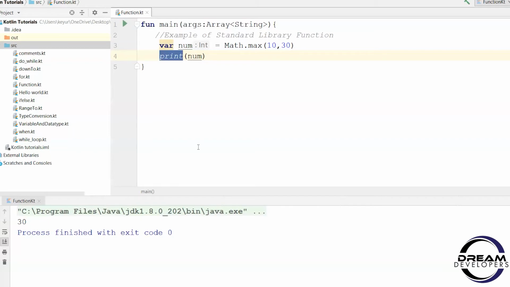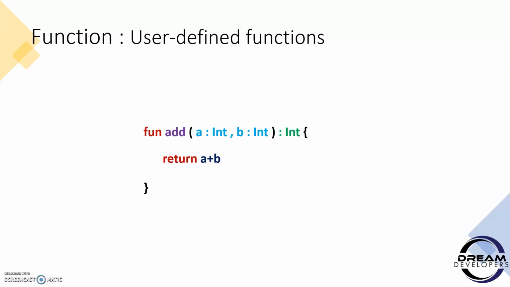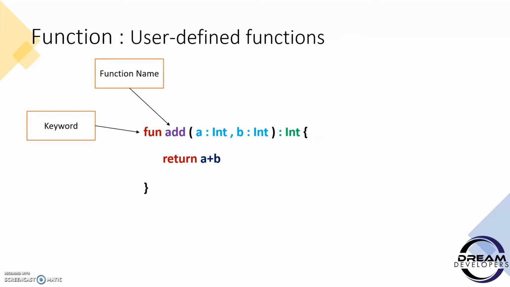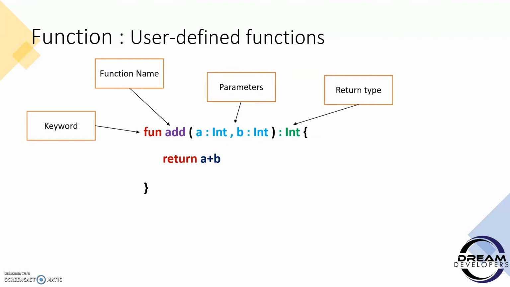Now let's understand user-defined function. Here I have created an addition function. So fun is a keyword to define the function, add is the function name, and a and b are the parameters of this function, and int is the return type of this function. This function returns a plus b. So the return type of this function is int.